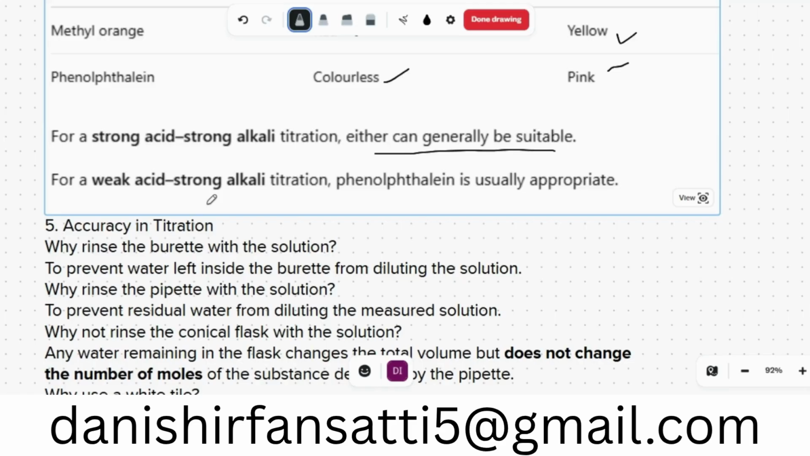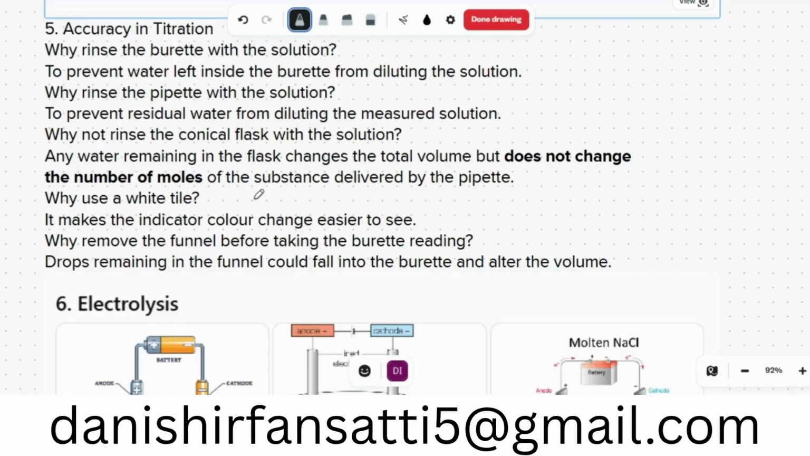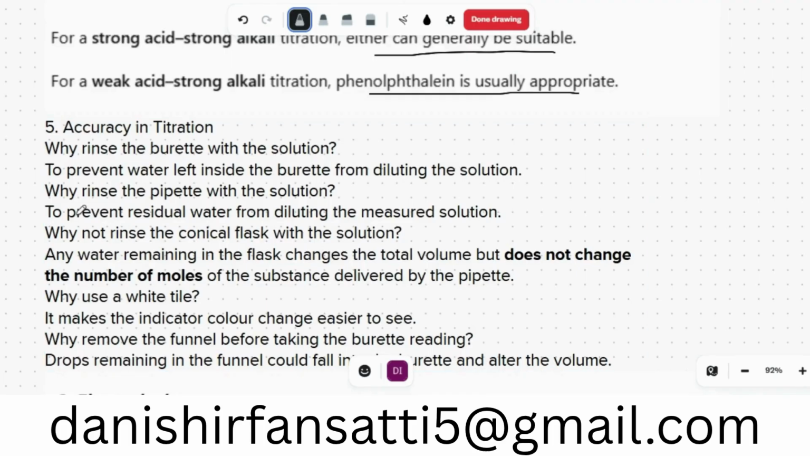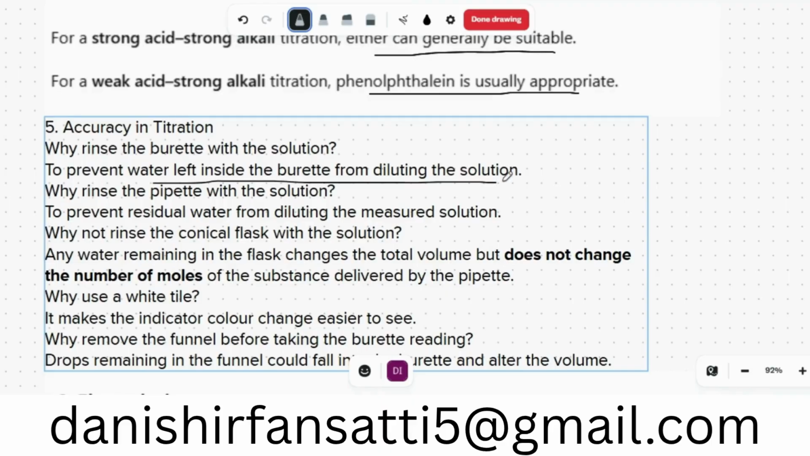For weak acid and strong alkali titration, the second one is usually appropriate. Accuracy in titration. Why rinse the burette with the solution? To prevent water left inside the burette from diluting the solution. Why rinse the pipette with the solution? To prevent the residual water from diluting the measuring solution.